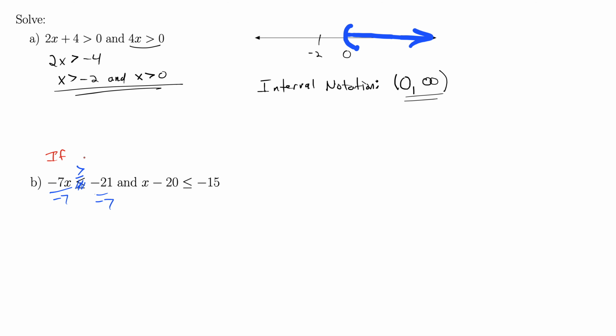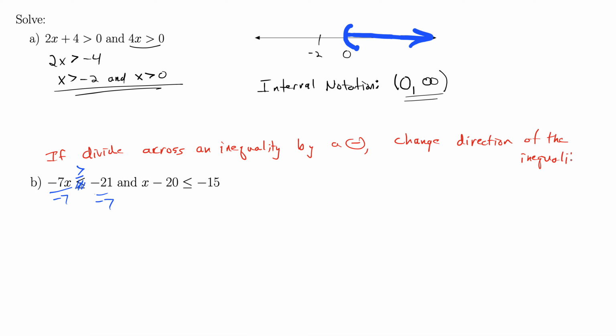So if you divide across an inequality by a negative, change the direction of the inequality. All right, and that's in red because it's important. And this actually works if you multiply too. Okay, so that's something to keep in mind.